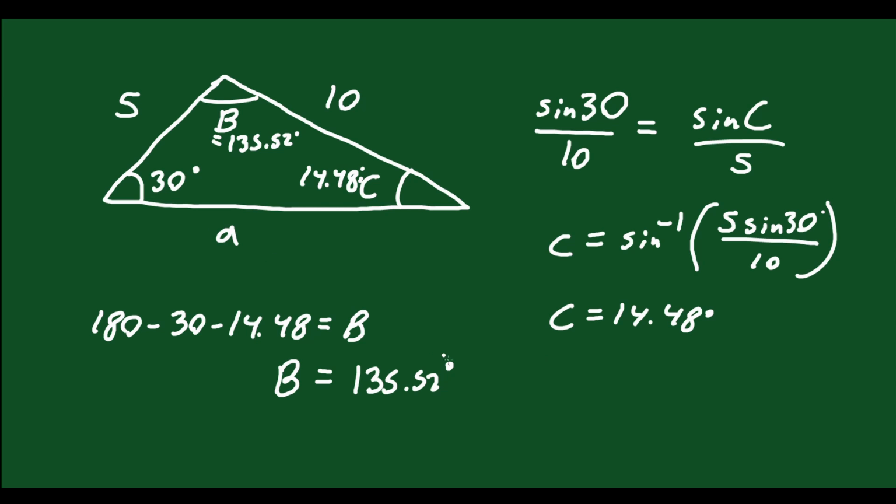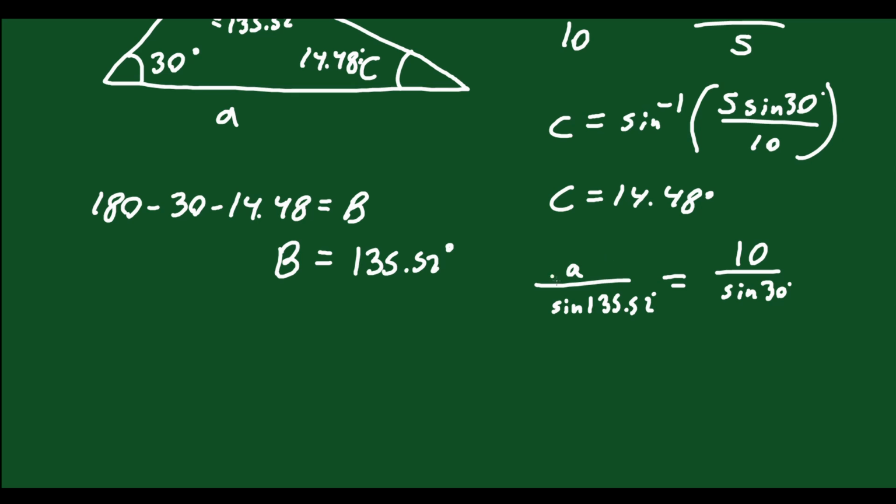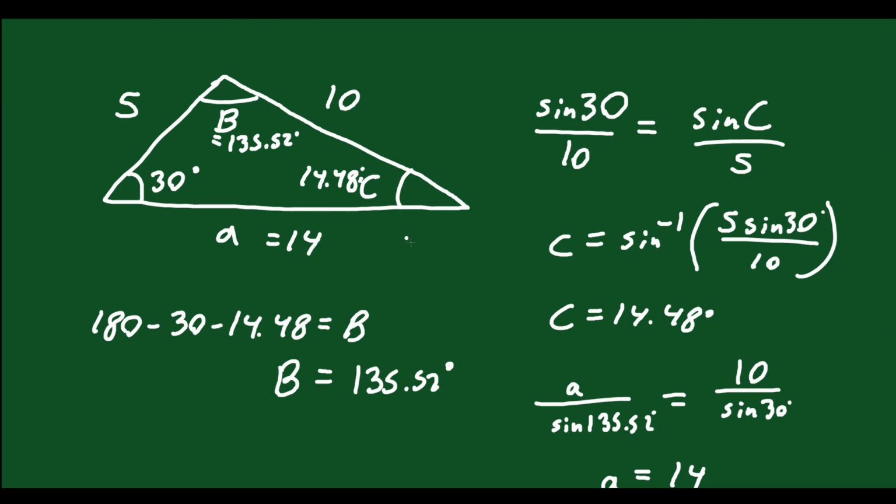Now how do you find side A? Well, for side A, we could just say A over sine 135.52 degrees is equal to 10 over sine 30 degrees, right? Another sine law. And if you calculate A, multiply both sides by this denominator, A is going to equal 14. So that's your answer, right? You've solved the triangle, we figured out all the angles and all the sides.